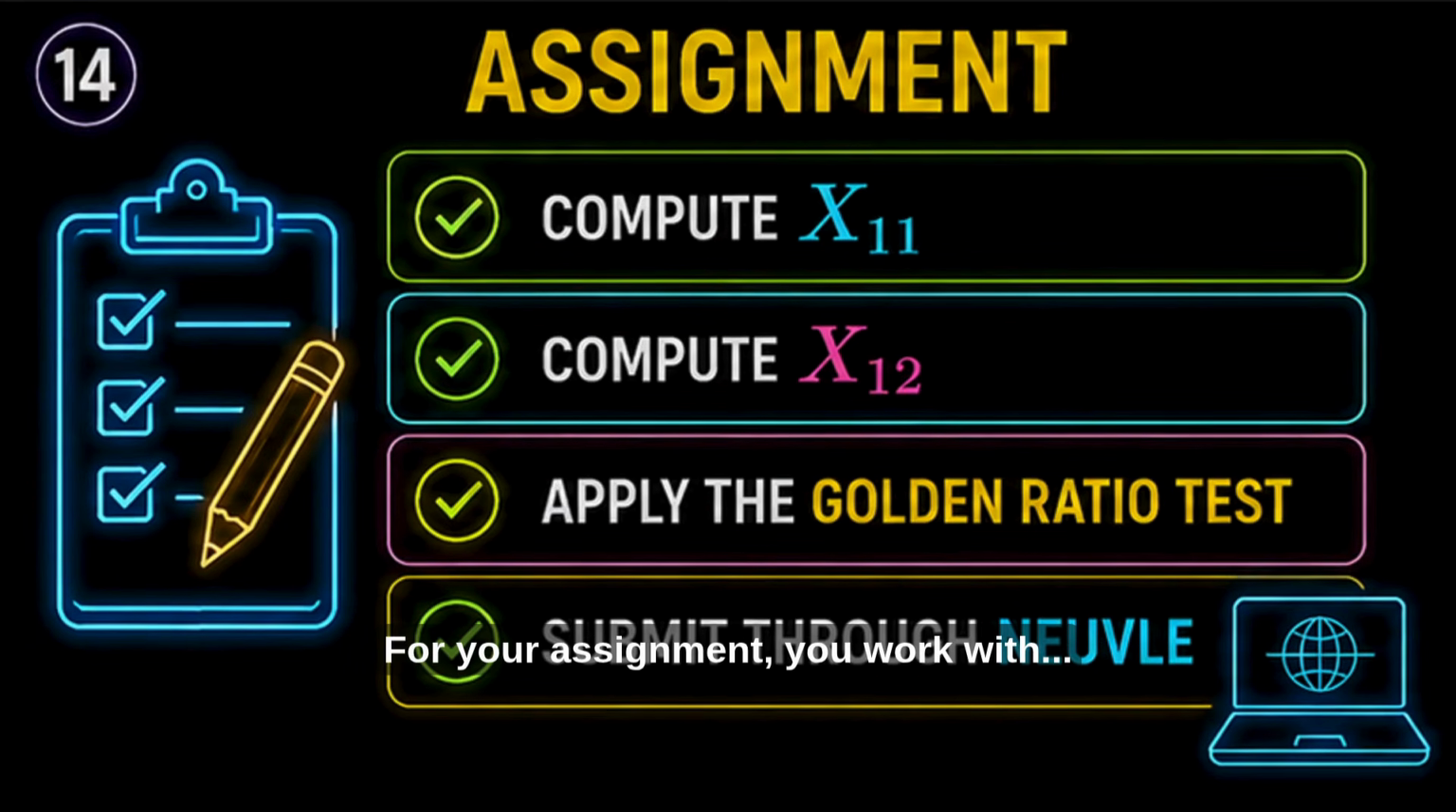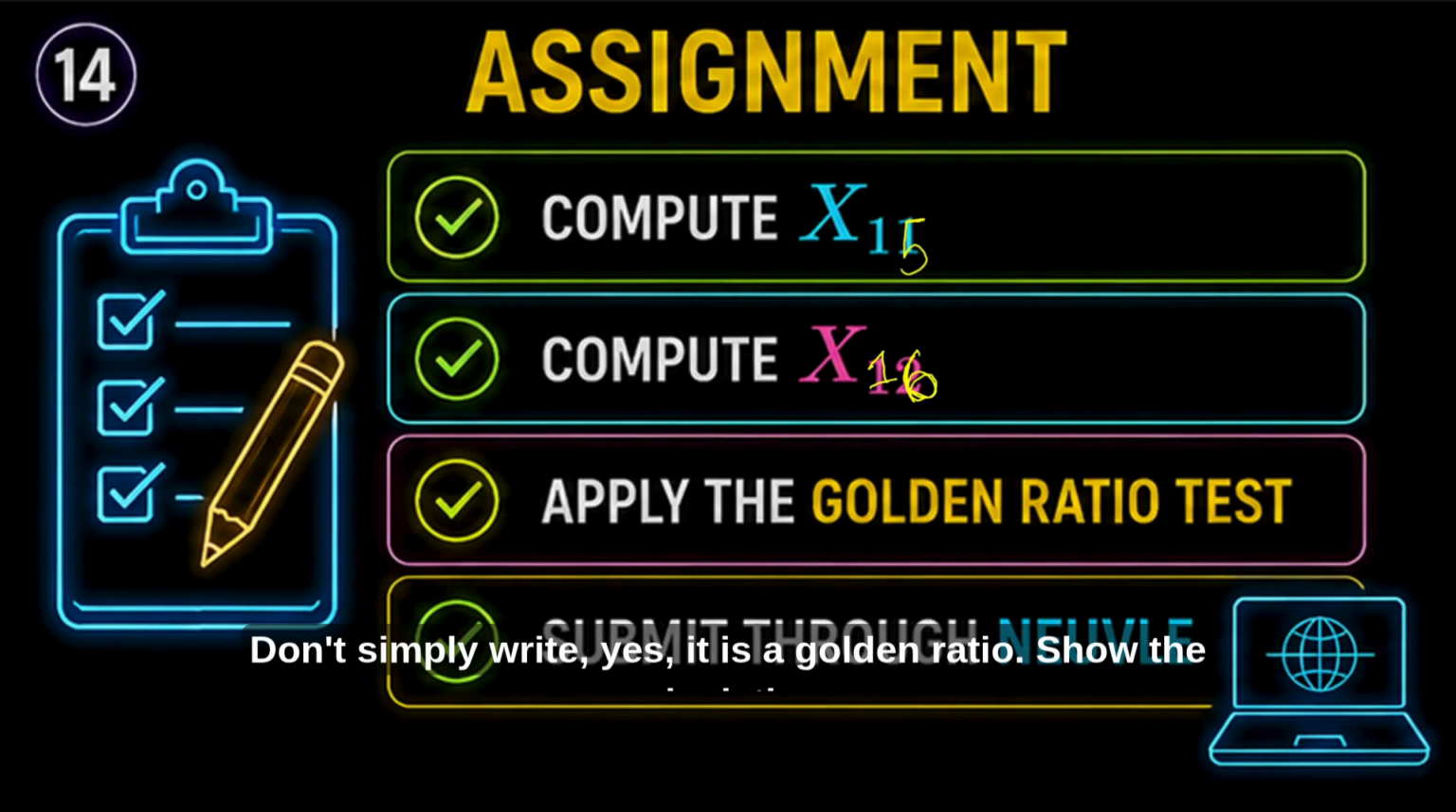For your assignment, let's change this one. Let's make it 15 and 16. Okay, so since we already accomplished the 11 and 12, let's try to find the 15th term and the 16th term. So make sure you show your complete solutions, then apply the golden ratio test. Then don't simply write, yes, it is a golden ratio. Show the calculation, show your evidence, then submit your work in a half sheet of yellow paper, okay? That's it. Do you have any question?